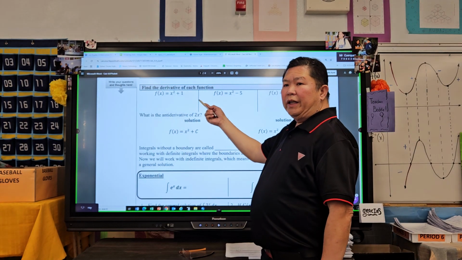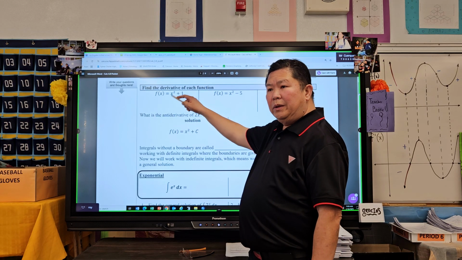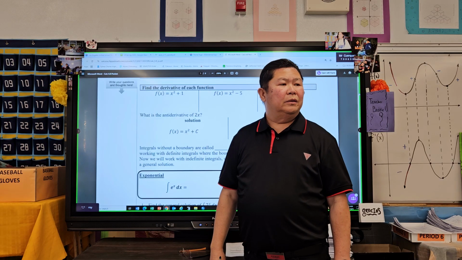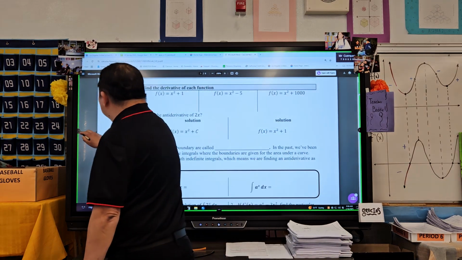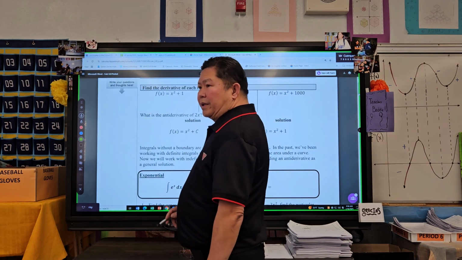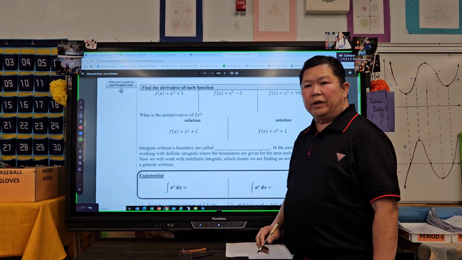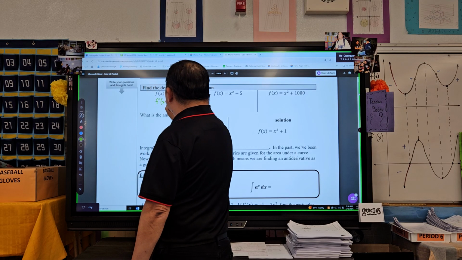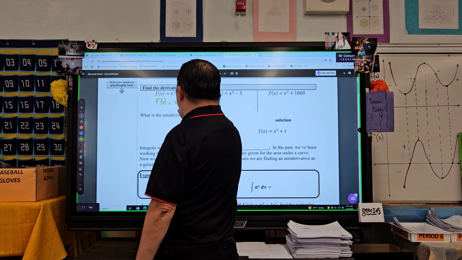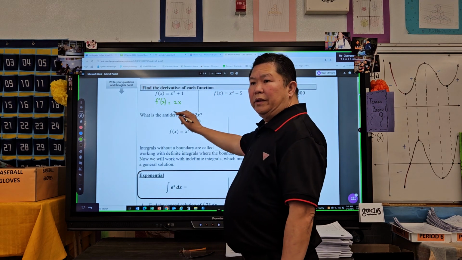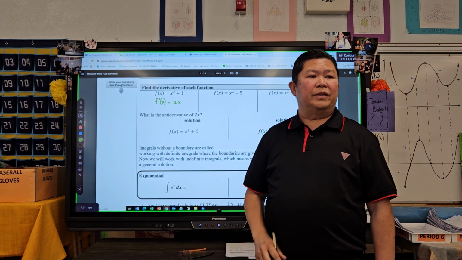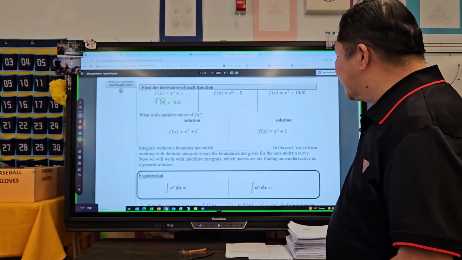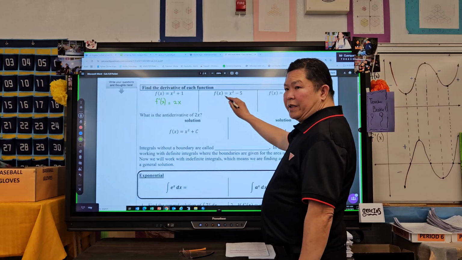We all know finding the derivative, the power is written at the front, right? And then the power decreases by 1. So we say f of x is equal to x squared. So the derivative would be f prime of x is equal to 2x. The derivative of a constant is 0. Clear, guys? Okay.